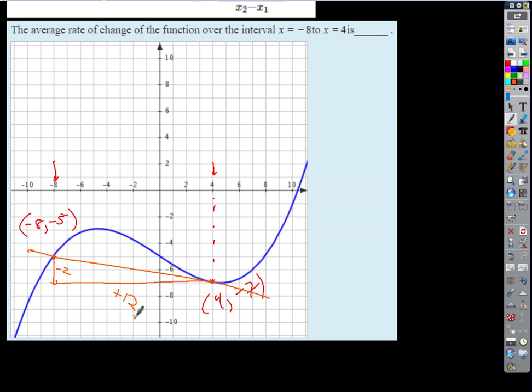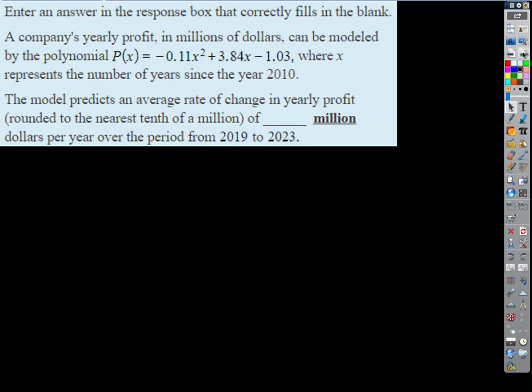Okay, last part. What about one like this? I'm going to give you at least one problem like this. That looks pretty bad, but I'm going to allow you to use technology on this. You can use Desmos to make this really simple. Here's our function. Everybody agree? It's predicting a company's yearly profit in millions of dollars, where x is the number of years since 2010.